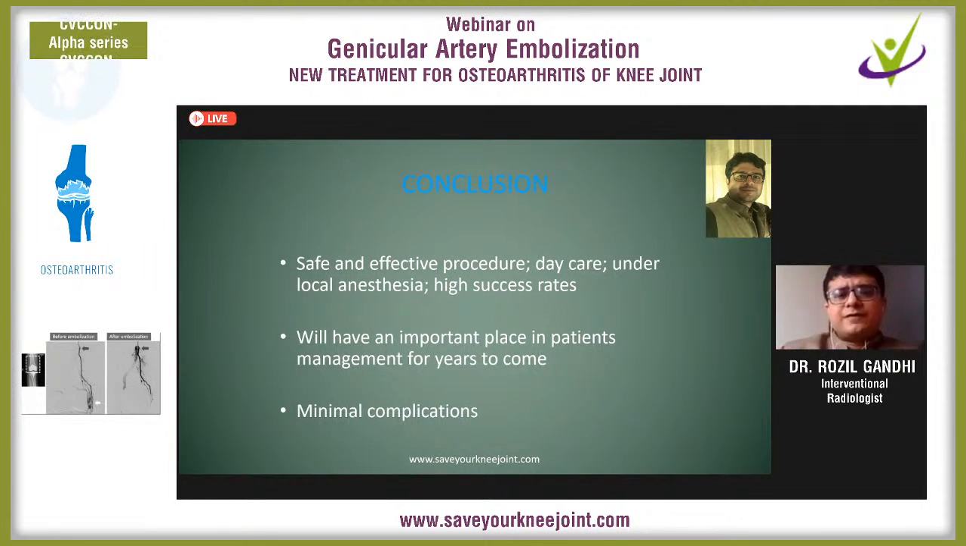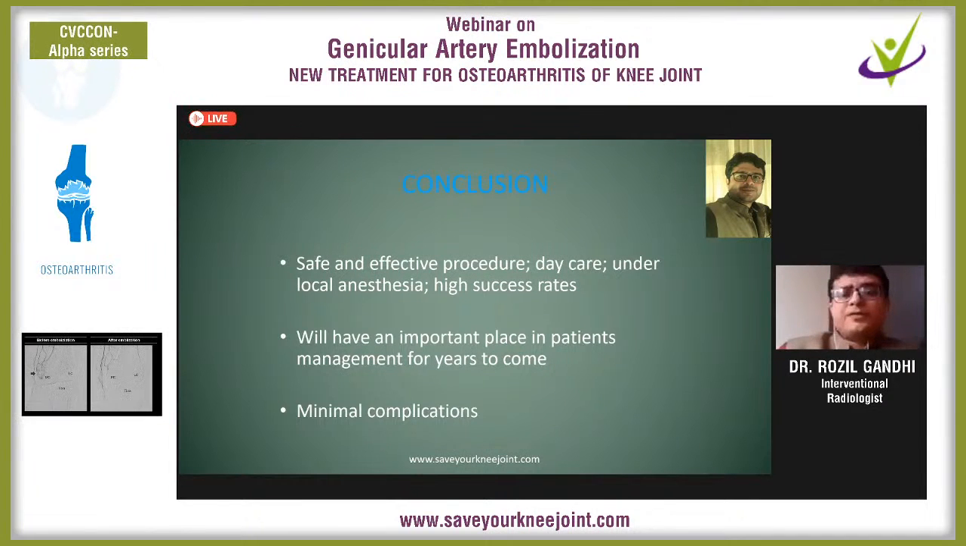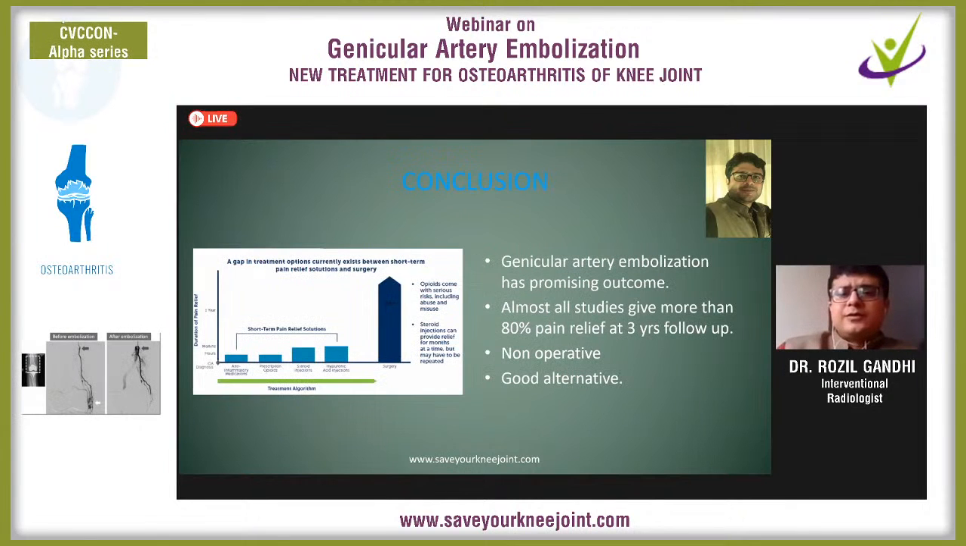As a conclusion, it is under day care, local anesthesia. It will have an important place in between medical management and TKR, because it is minimally invasive. To conclude, almost all studies give 80% pain relief at 3 years, which is very good.